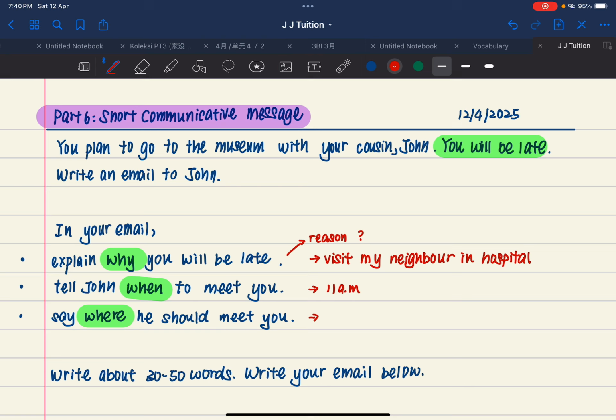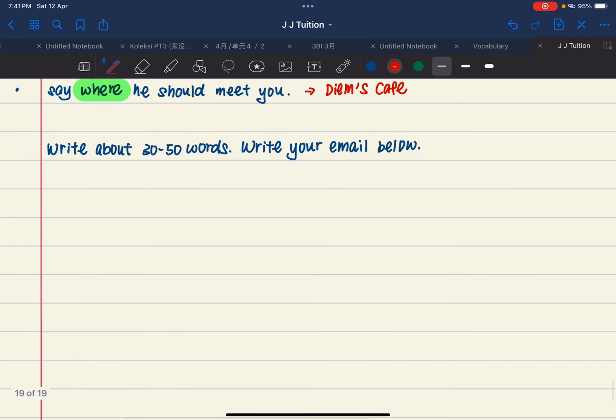Next, we need to mention where he should meet you. Where is the place? Maybe you can write down somewhere like a cafe. For example, Bed Cafe. Or just any names, or any cafes that you like. For example, Dim's Cafe. Okay, just put a cafe name, or maybe you can just write down at your home or his home, also good places that we can meet. Okay, let's start to write our email.